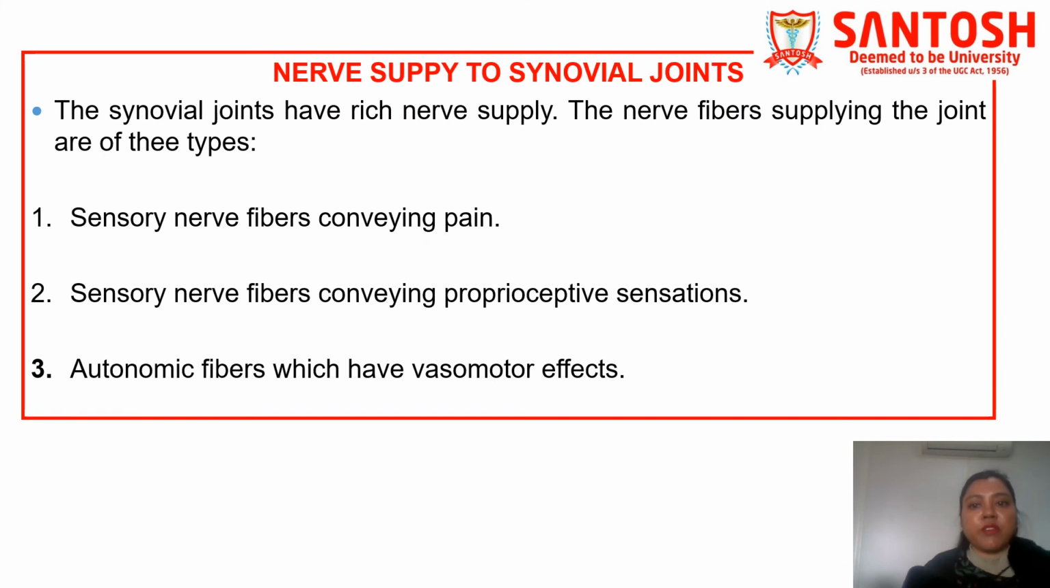What is the nerve supply? So it has got a rich nerve supply. The nerves supplying the joints are of three types: the sensory nerves conveying pain, then sensory nerves conveying proprioception, and autonomic fibers which have vasomotor effects.